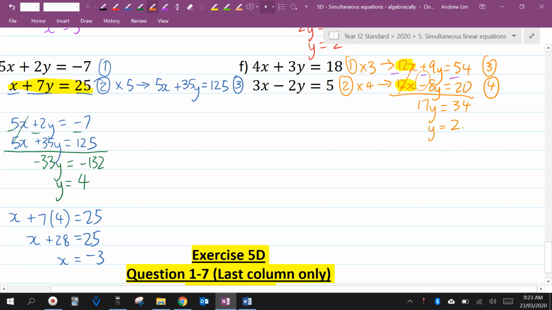Alright, now that I've done that, I can substitute this y equals 2 into any of these equations. I'm going to pick equation 1. 4x plus 3y is equal to 18. So 4x plus 3 lots of 2, because y is equal to 2, is 18. 4x plus 6 is equal to 18. 4x is equal to 12. x is therefore equal to 3.